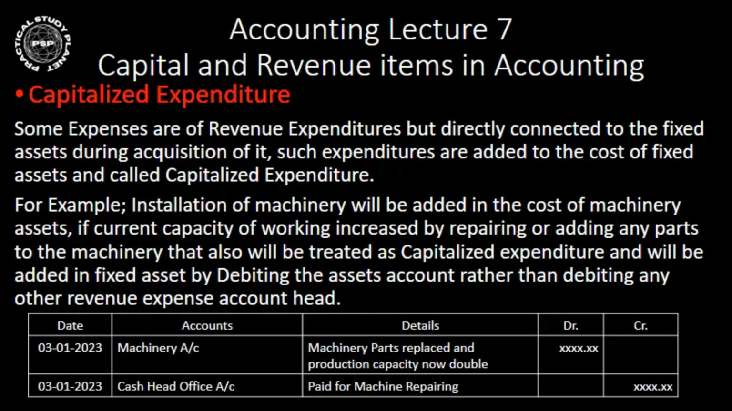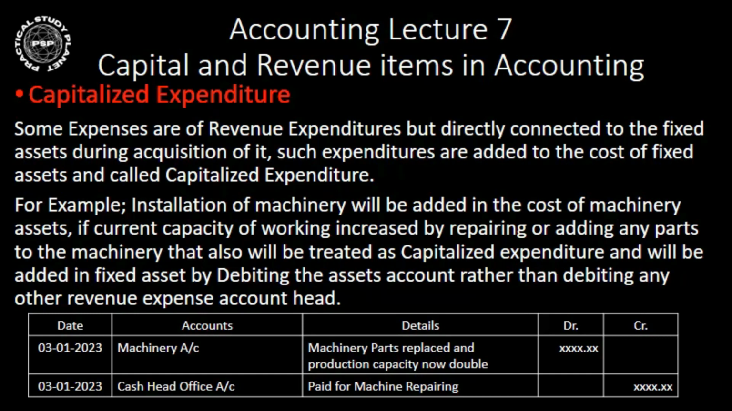Capitalized expenditure. Some expenses are revenue expenditures but directly connected to the fixed asset during the acquisition of it. Such expenditures are added to the cost of the fixed assets and called capitalized expenditure. For example, installation of machinery will be added to the cost of the machinery asset. If current working capacity is increased by repairing or adding any parts to the machinery, that also will be treated as capitalized expenditure and will be added to the fixed asset by debiting the assets account rather than debiting any other revenue expense account.